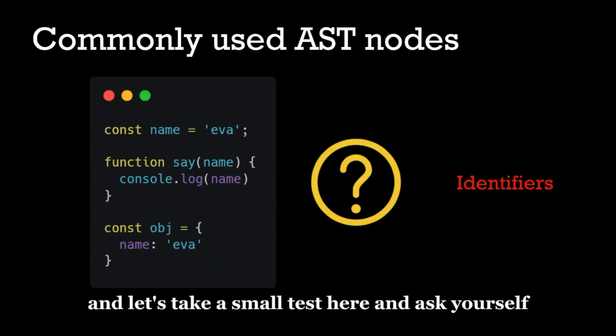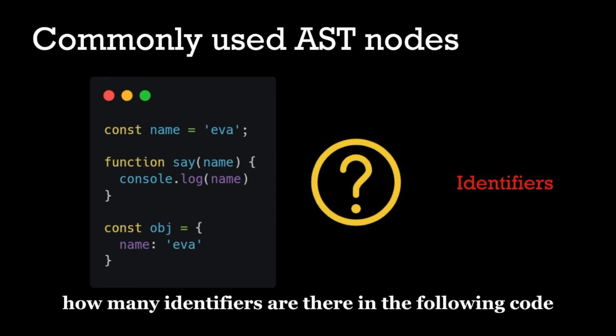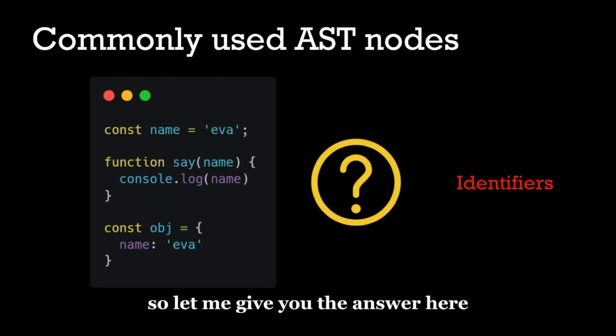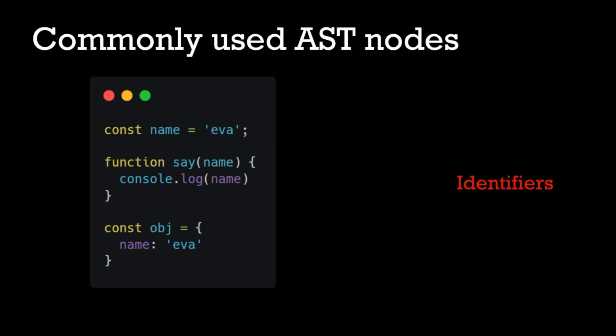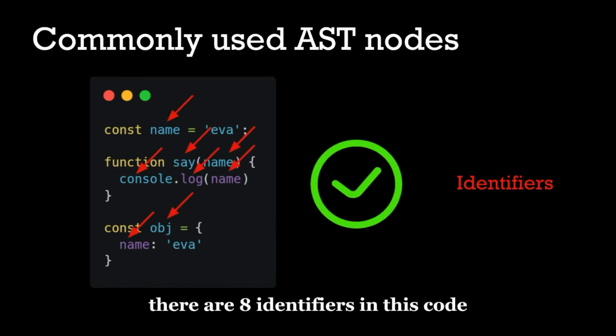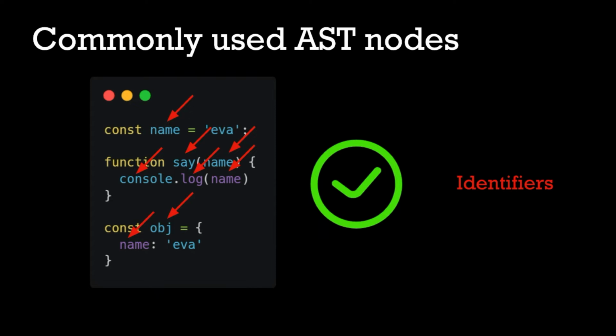Let's take a small test here and ask yourself, how many identifiers are there in the following code? I'll give you 5 seconds on this. Okay, time's up. So let me give you the answer here. Ta-da! There are 8 identifiers in this code. So do you get it right?